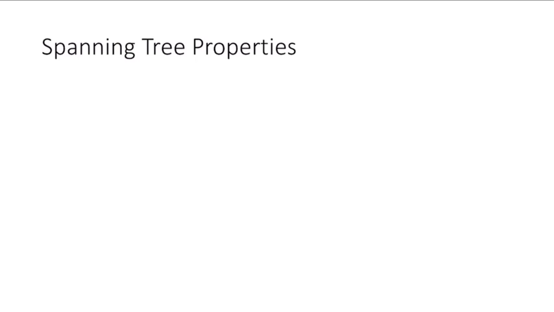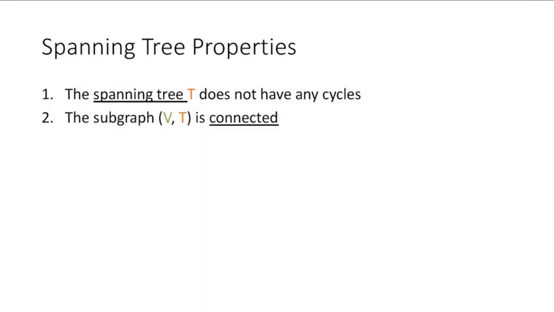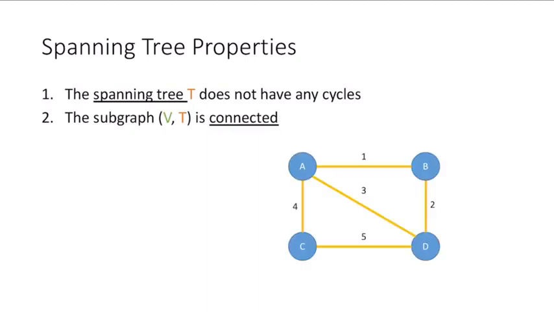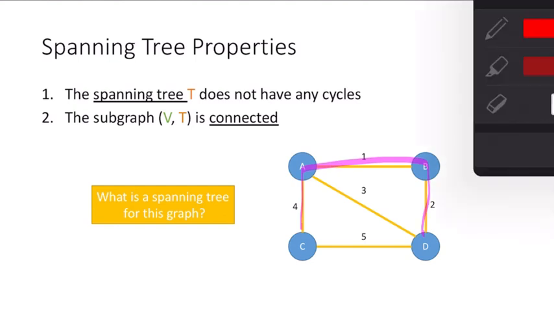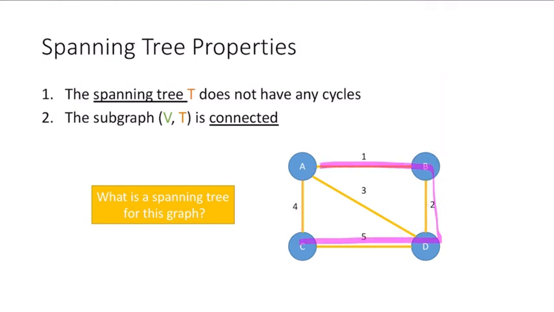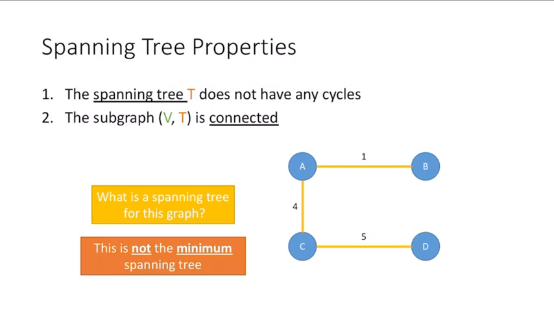All right, so spanning trees have two properties. They don't have any cycles, and the subgraph is connected. So here's a graph. What is a spanning tree for this graph? Well, there are a number of different spanning trees for this graph. We could take these three edges. We could take these three edges. Point is, there's a number of them. Here's an example of a spanning tree. It's not a minimum spanning tree, but it is a spanning tree nonetheless.